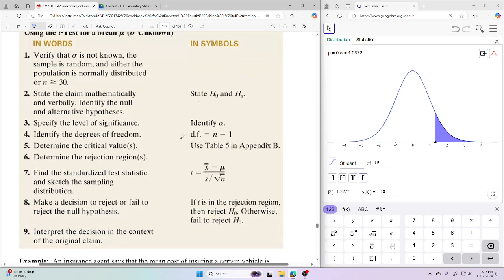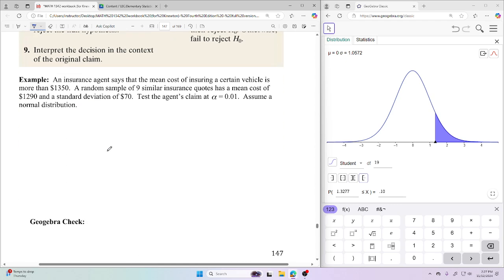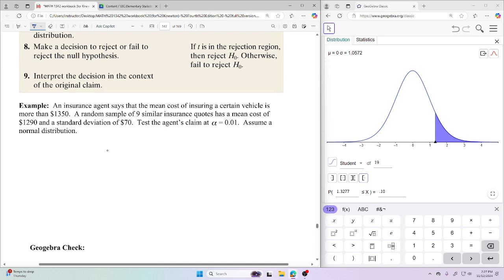All right, so blah blah blah. We've already seen all this. See, they have the n greater than 30 also. All right, so an insurance agent says, that's the claim, that the mean cost of insuring is more than this much. Okay, already I can start setting it up. If you're bored, that means that you know stuff. So that's good. Okay, what would I put right here? Greater than. So up here it's perfect. Tail test.